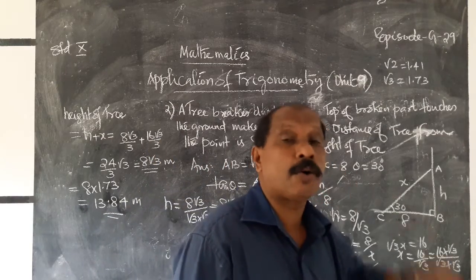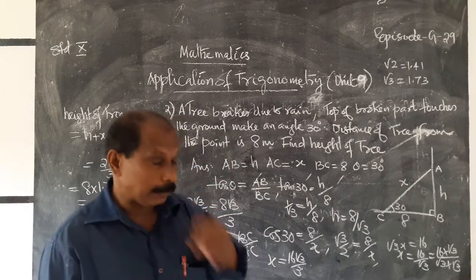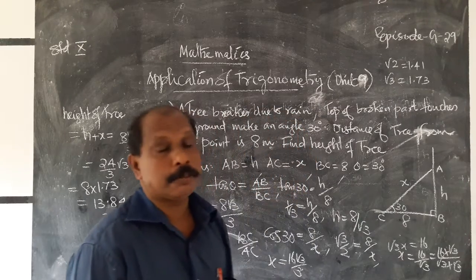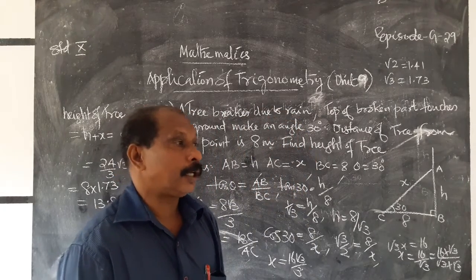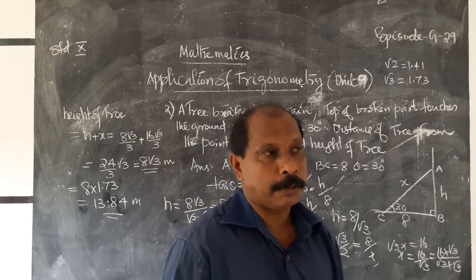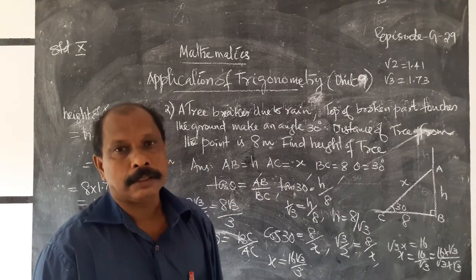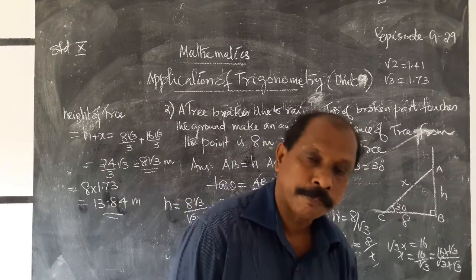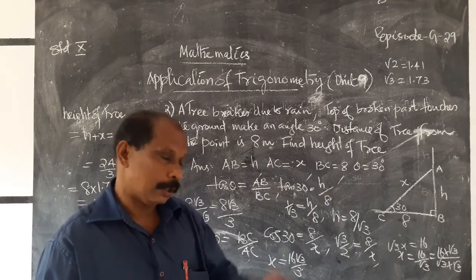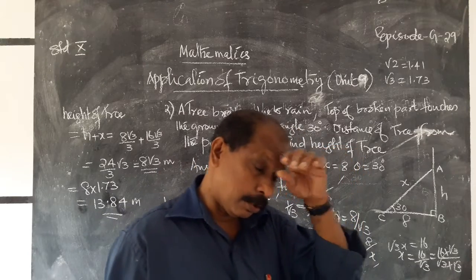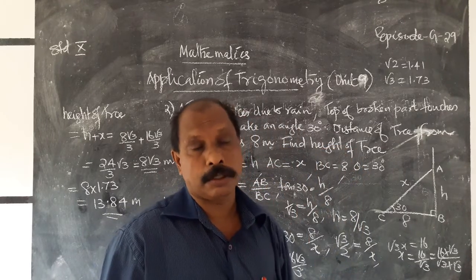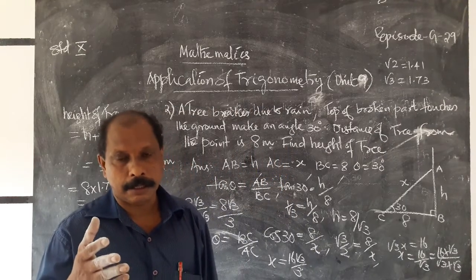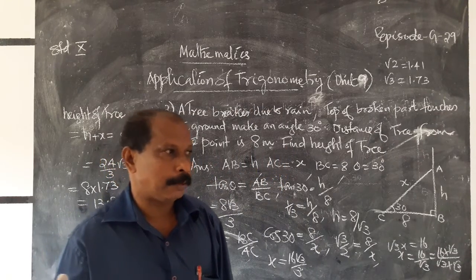Then the adjacent side is 8 and the hypotenuse is x. Therefore, consider cos theta. Cos theta is equal to BC by AC. That is cos 30 is equal to 8 by x. Cos 30 is root 3 by 2. Therefore, root 3 by 2 is equal to 8 by x. Therefore, root 3x is equal to 8 into 2, 16. Therefore, x is 16 by root 3, that is 16 into root 3 by root 3 into root 3. That is 16 root 3 by 3. That is the length of the broken part, and the remaining part is h.